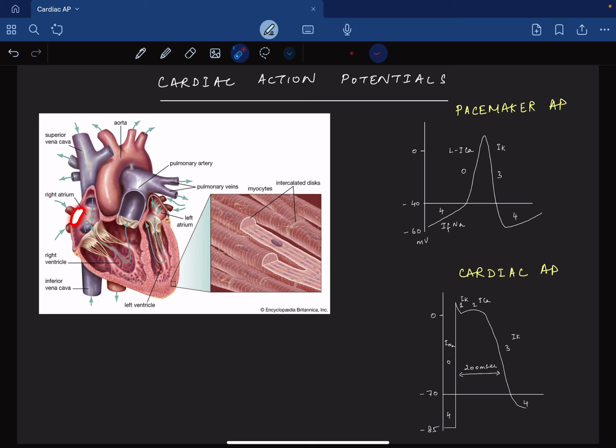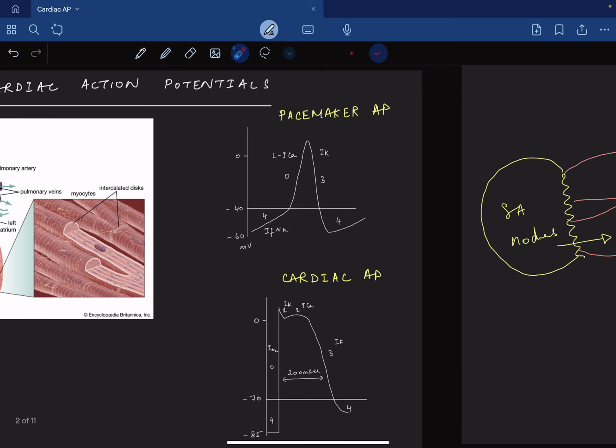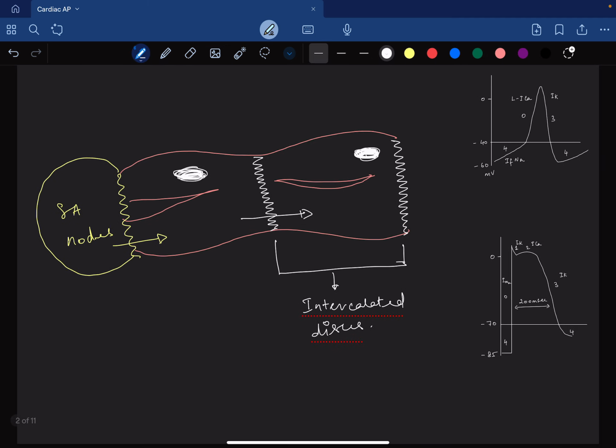And SA node sort of like creates a stimulus. It goes everywhere. After it goes everywhere, and then it goes to the AV node, and then the AV node sort of propagates it. It's an entire process that just travels across the entire heart, and then it travels ultimately everywhere. Okay, now we are going to talk about first how SA node is able to activate itself, and that will help you understand cardiac potentials even more clearly.